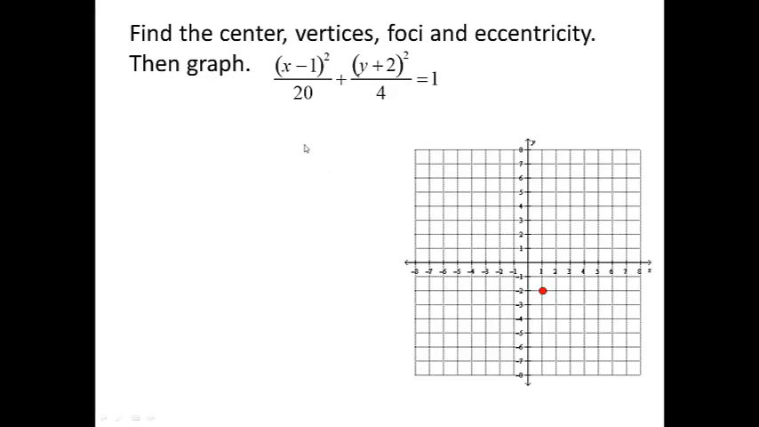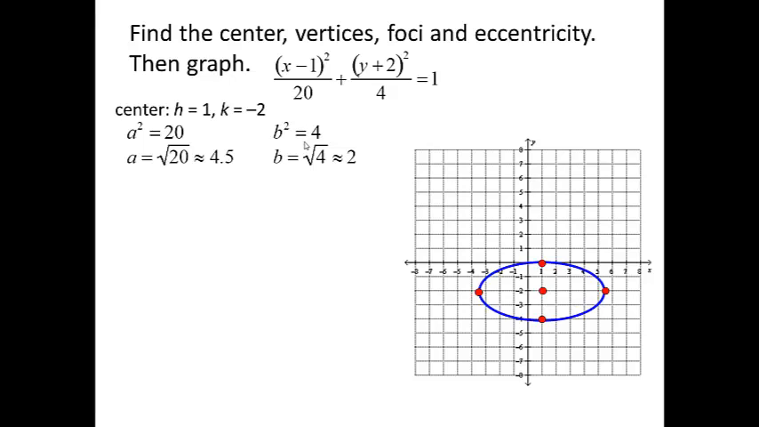Okay, let's see. You may want to try this one. Pause it, and when you're done, come back. All right, my center's at 1, -2. A is 4.5. B is 2. Draw my ellipse in. The center is at 1, -2. There's my c. It's horizontal, so it's a squared minus b squared.